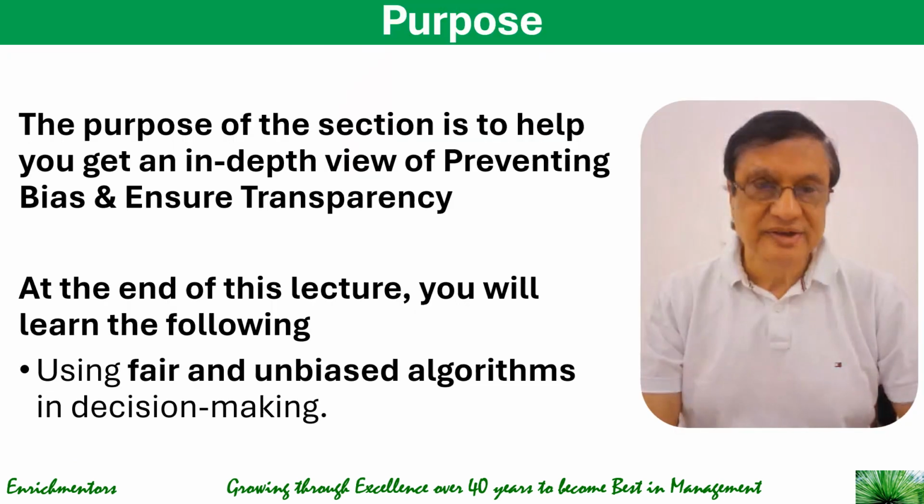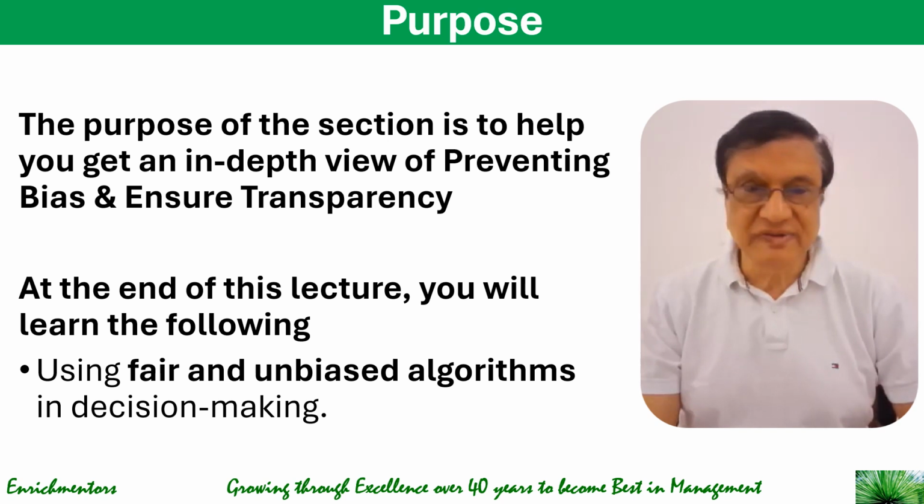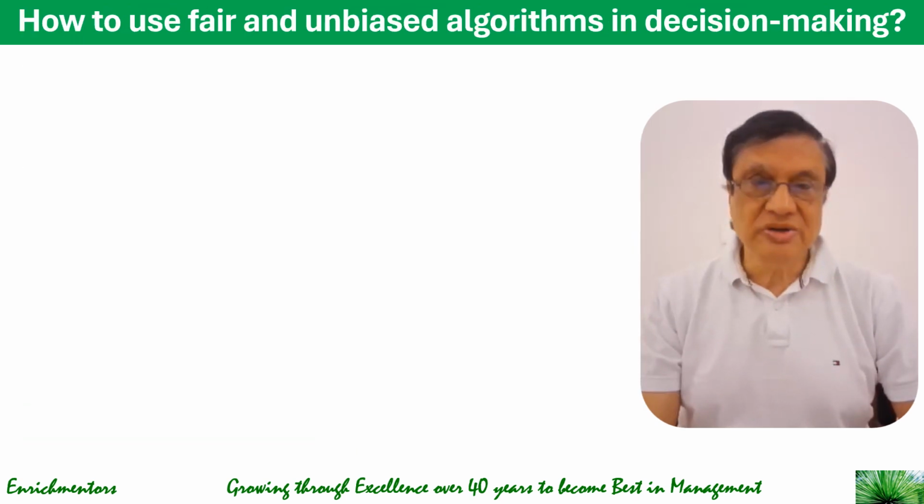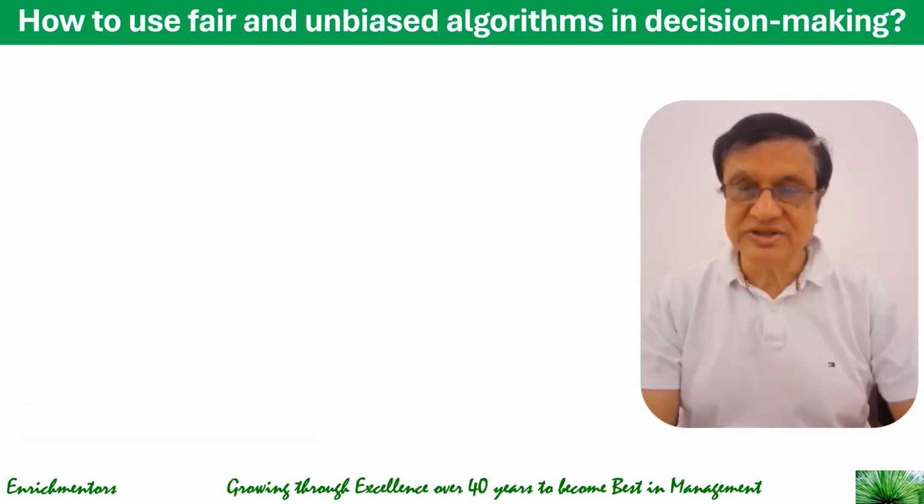So, in this section, we will help you get an in-depth view of preventing bias and ensuring transparency in the data outputs that you get. And particularly in this lecture, we will talk about how to use fair and unbiased algorithms in decision making. Using fair and unbiased algorithms basically helps you maintain ethical and responsible data use while preventing biases and ensuring transparency. So, how to use fair and unbiased algorithms in decision making?